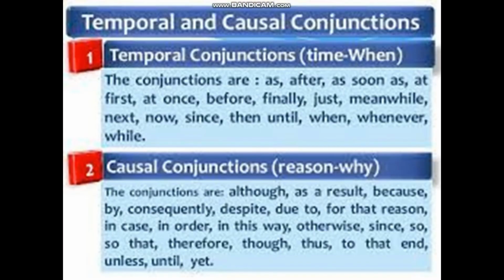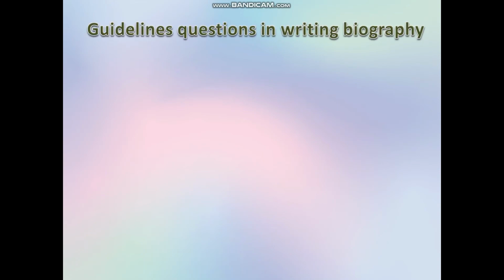The next is the use of temporal conjunctions, such as after, as soon as, at first, at once, before, and so on. The second aim of learning this topic is to compose a biography text. So, before you write a biography text, we need to take a look at guideline questions in writing a biography, so your text will be in control. Here are several questions that guide us before composing a biography text.